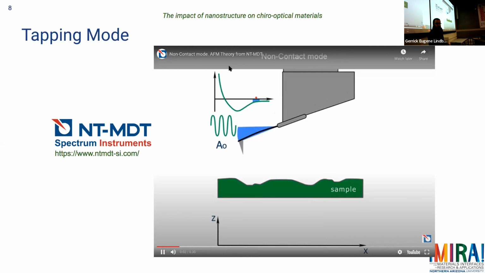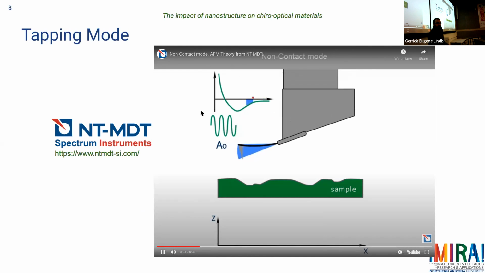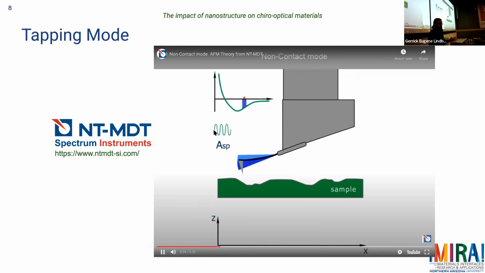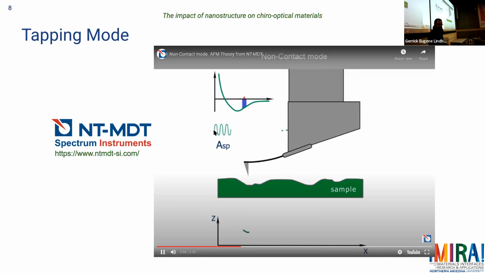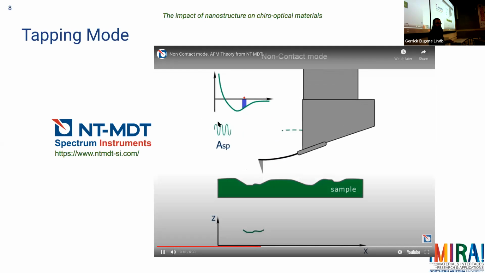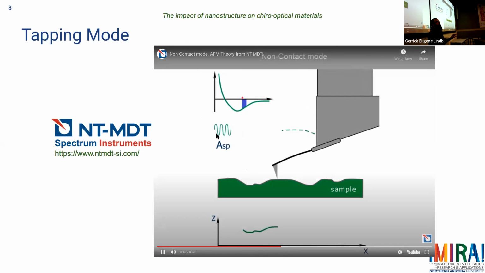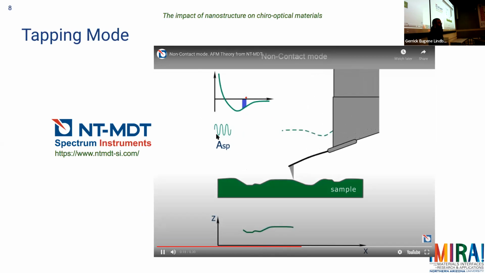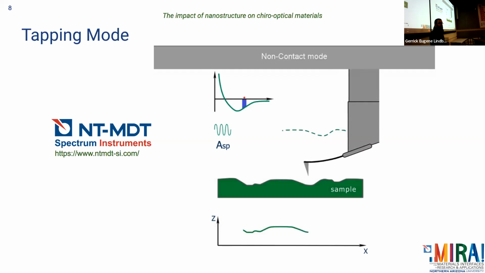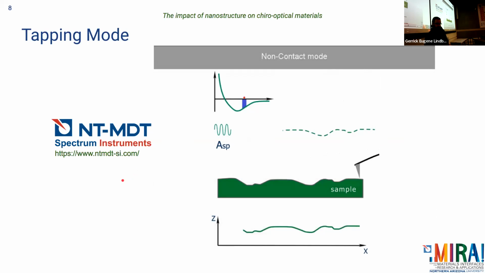What I'm showing you here is the force versus distance. And here is the amplitude of the oscillations, and you can see it diminishes as you introduce intermittent contact. But I want you to note that the amplitude remains relatively constant as the scanner traces the profile of the sample surface. This technique goes by various names. I'm going to be referring to it as tapping mode, and it is the mode that I used to generate the data in all of my experiments.